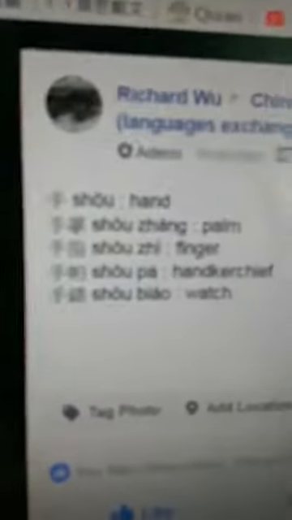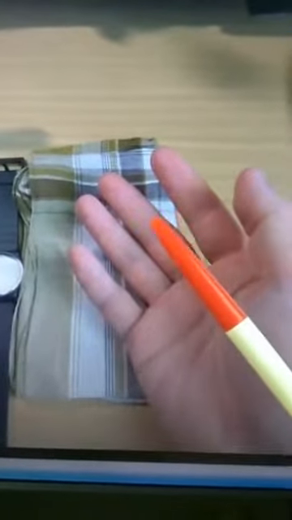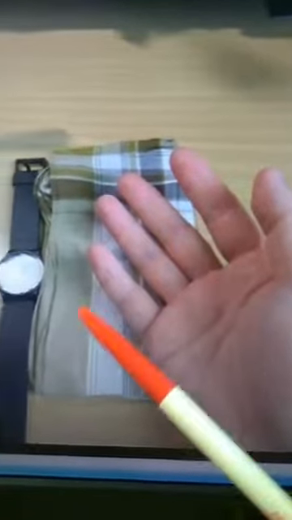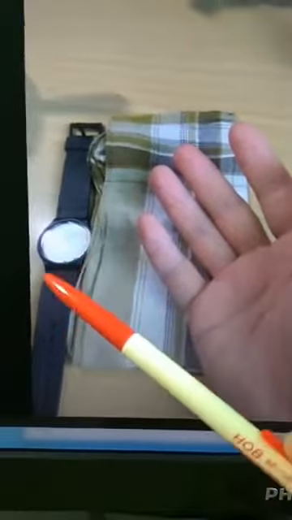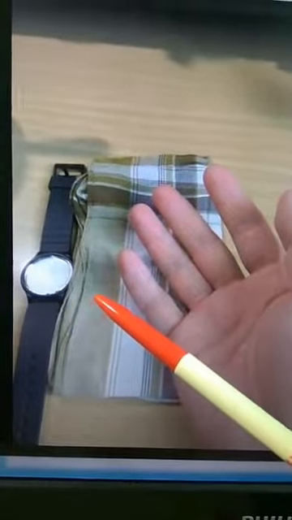Okay, so let's continue my Chinese lesson today. I'll talk about some terms in Chinese. I'll switch the camera. These are some easy words in Chinese. You can see the picture first: hands and fingers, handkerchief and a watch. Let's see how to say these words in Chinese.